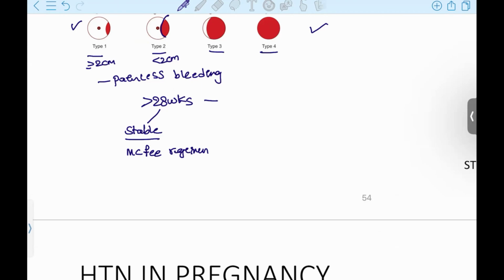Even if the baby is having symptoms like tachycardia or bradycardia, or the mother is having hypovolemic shock symptoms and the vitals are unstable, then immediately, regardless of whether it is 28 weeks or less than 28 weeks, we can go for termination of pregnancy. Okay, these are the 2 things that should be done with a placenta previa patient.